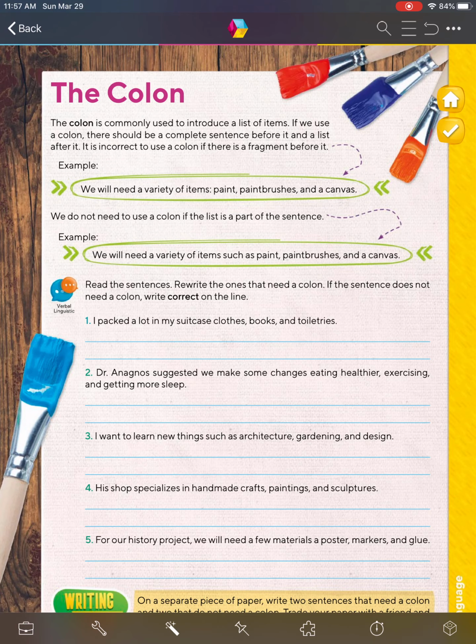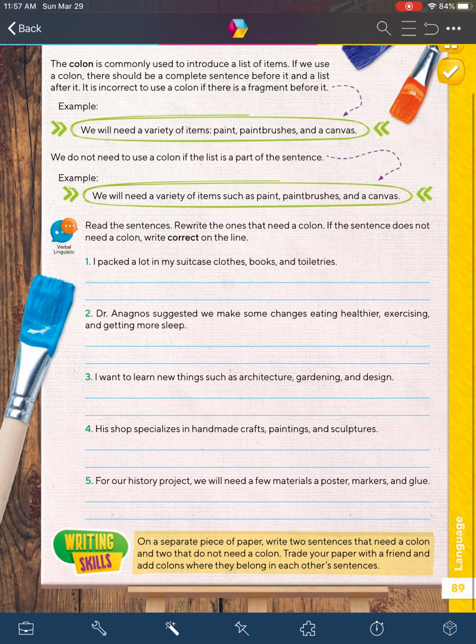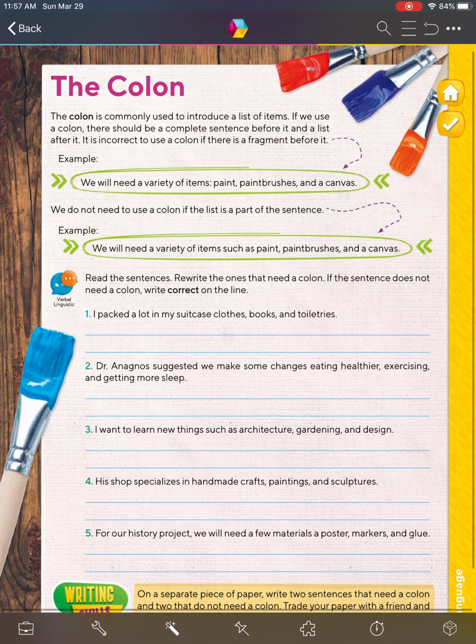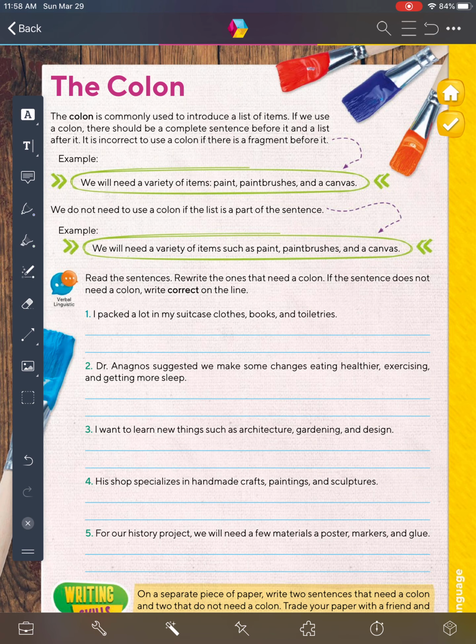Next activity is about grammar. So on page 89 from the language section, we have the new topic, the colon. Okay? Do you remember how we use the colon? Last class we studied how to use the comma, right? So the colon has its specific rules too.